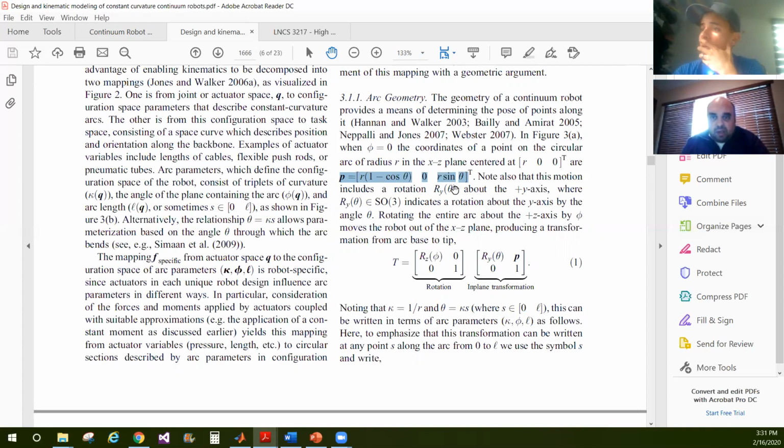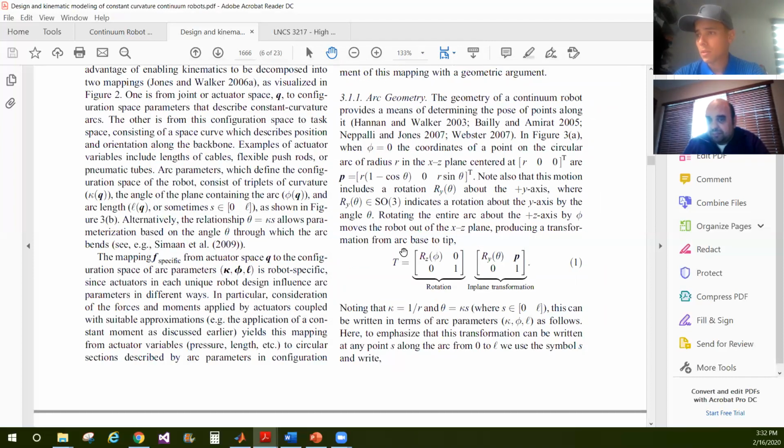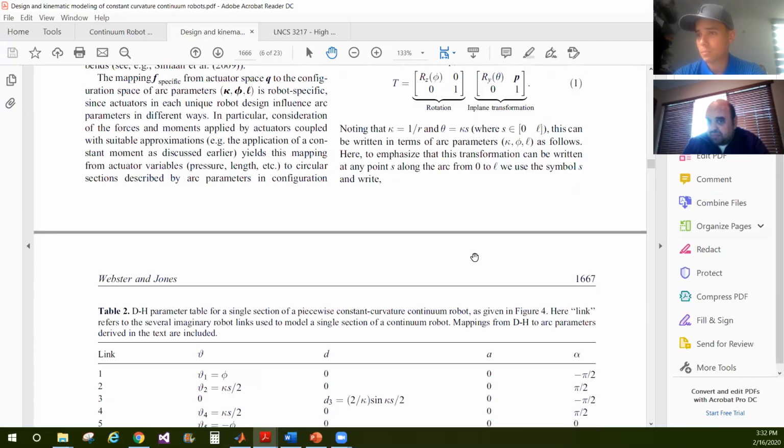So problem set 1. Let me bring it up again. So I guess we're just supposed to create this, and that's it. So follow derive equation 1 to 3 of reference 2. So when he says derive the equation, derive it from where? I mean, from this. So I guess we're supposed to multiply this and get the final transformation matrix.